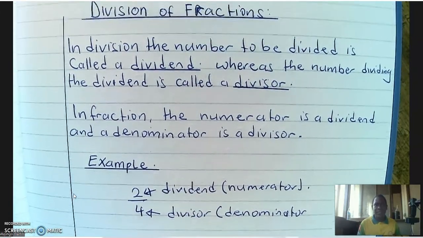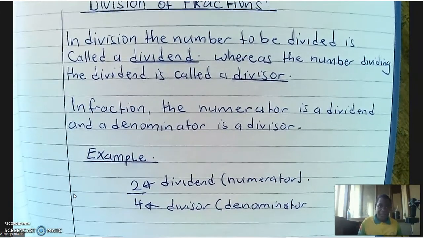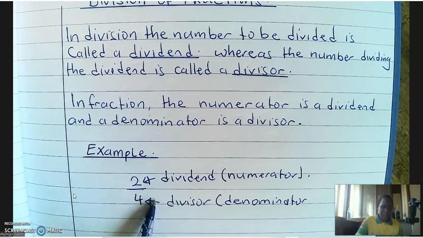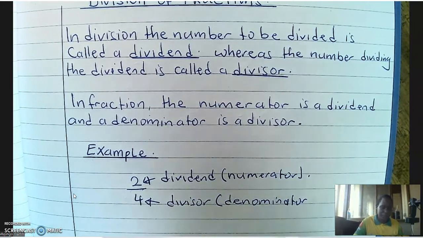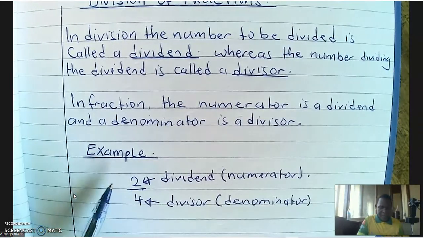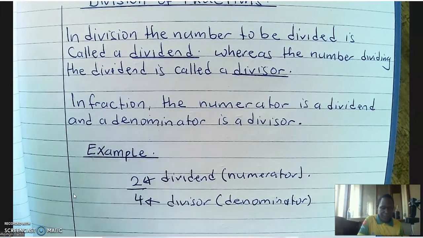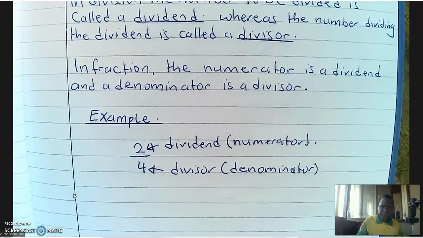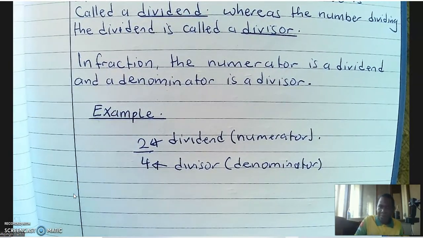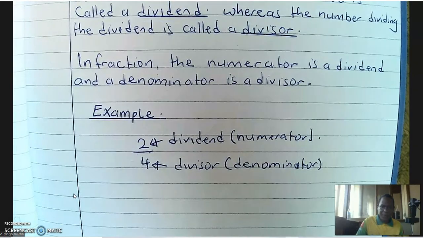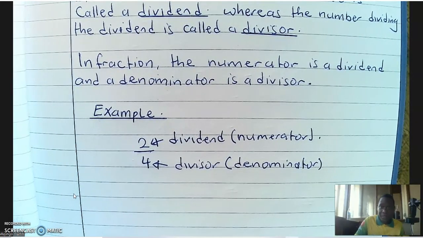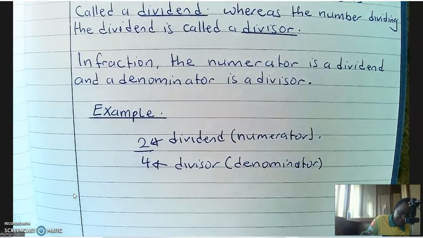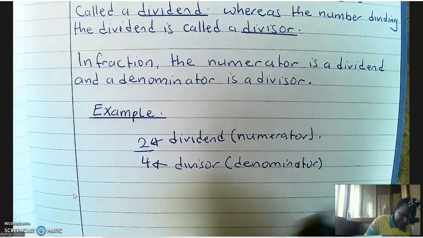Today we are going to understand how we can divide fractions. We have said that the number which is up is called the dividend or the numerator, and the number which is down is called the divisor or the denominator. The number to be divided is called the dividend, and the number to divide is called a divisor. Let's try a simple number, and we learn more concepts in dividing fractions.